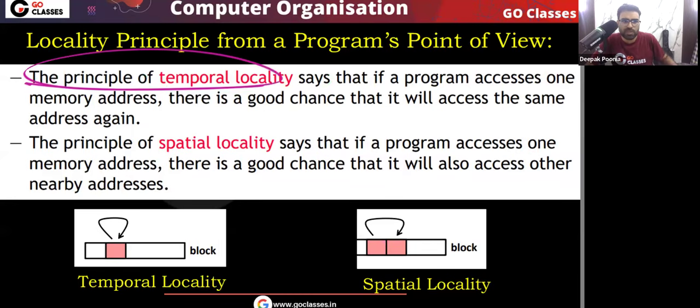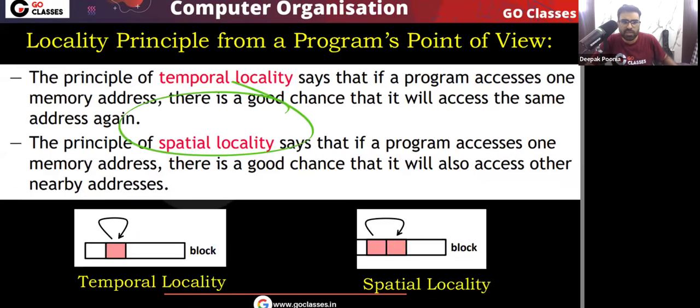So you can see, the principle of temporal locality says that if a program accesses one memory address, then there is a good chance that in the near future it will access the same address again. You can see this is the diagram. From this diagram you can understand temporal locality. If a program accesses this memory location, then it is very likely that in the near future the program will again access the same memory location. So this is called temporal locality property.